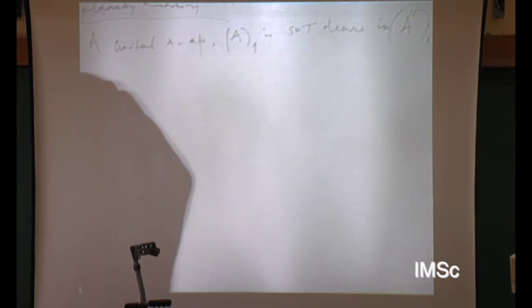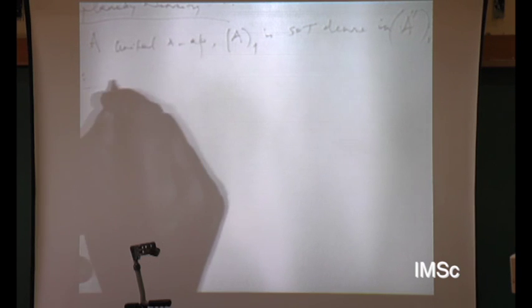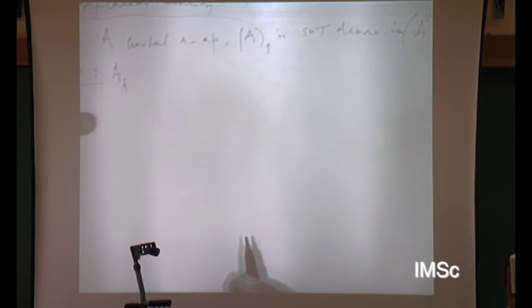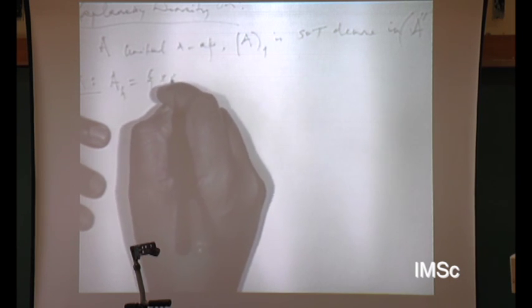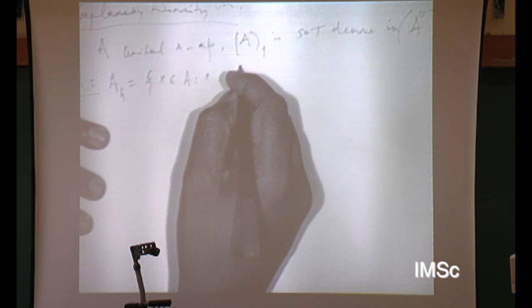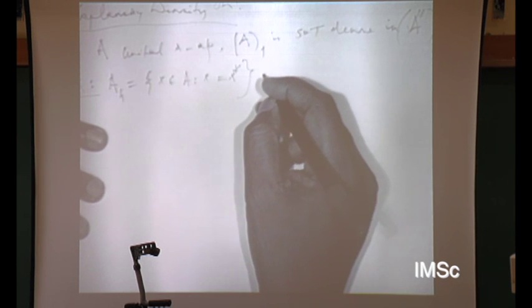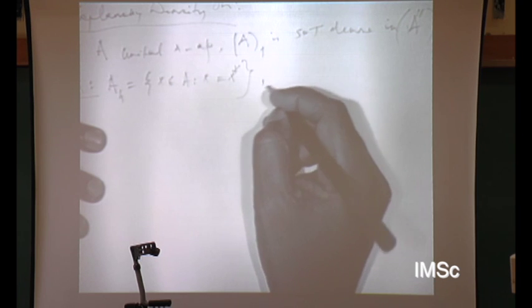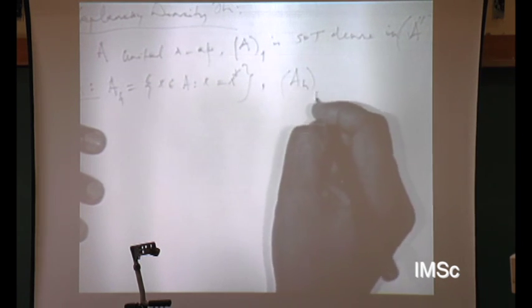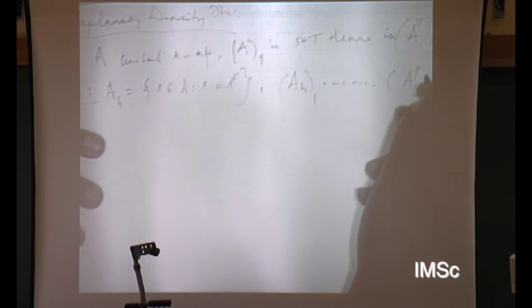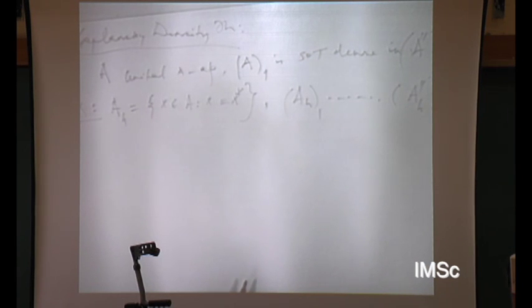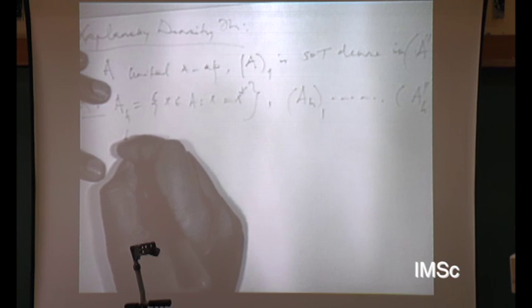And so we will actually prove this by proving that, in fact, if you take A_h, by this I will mean the Hermitian elements of A, the self-adjoint elements of A, then we want to say that the unit ball of A_h is SOT dense in the unit ball of A double prime H. And in fact, even if we take positive ones.